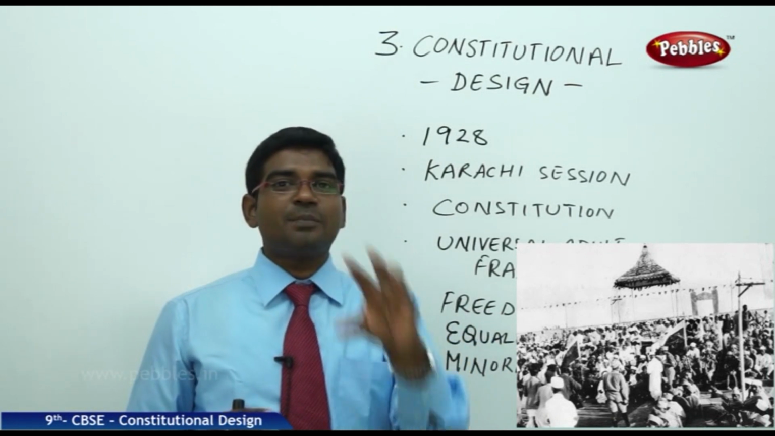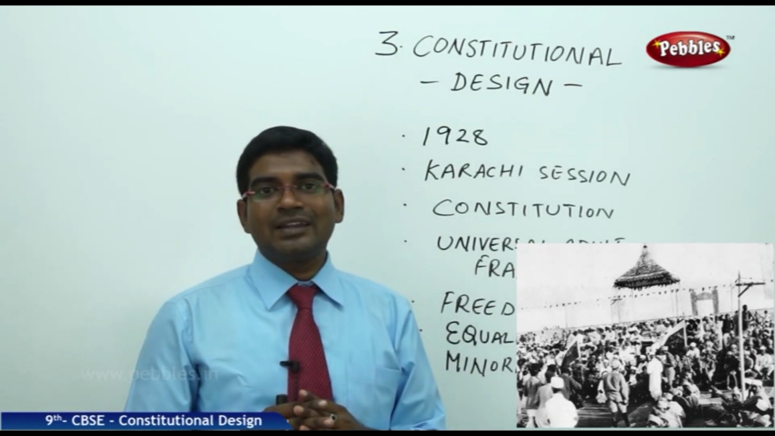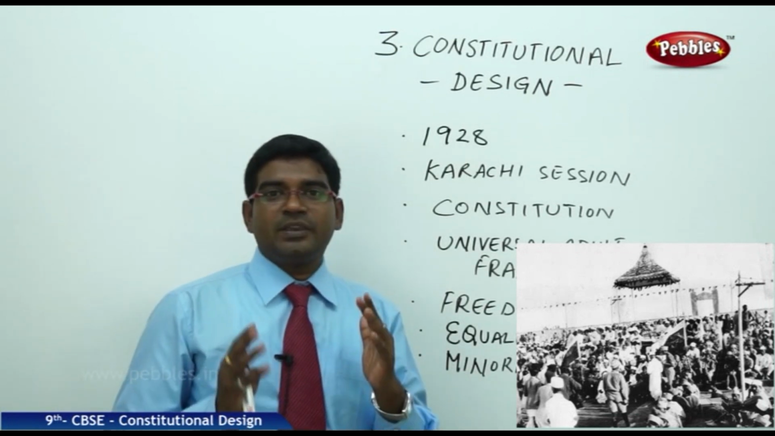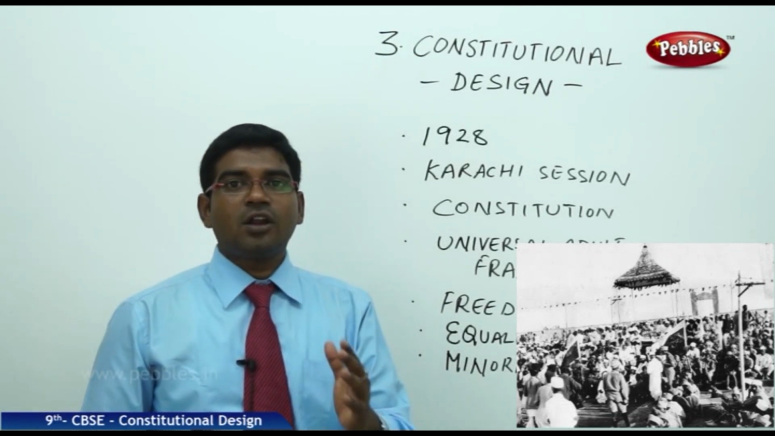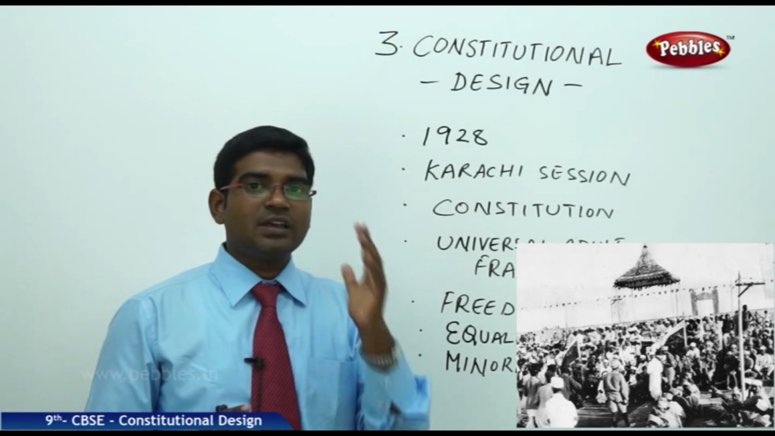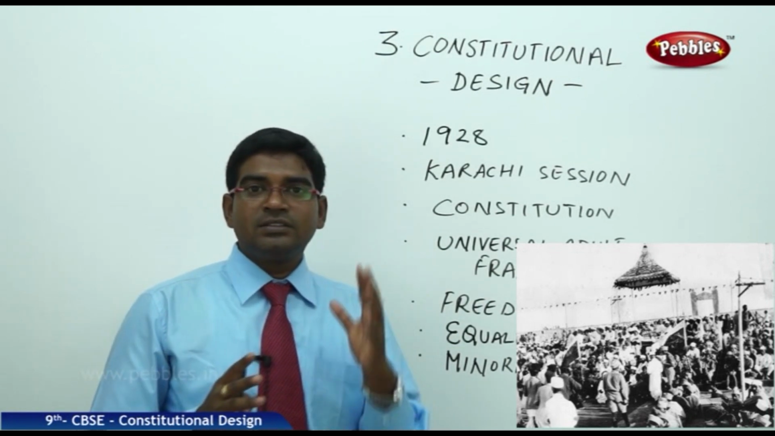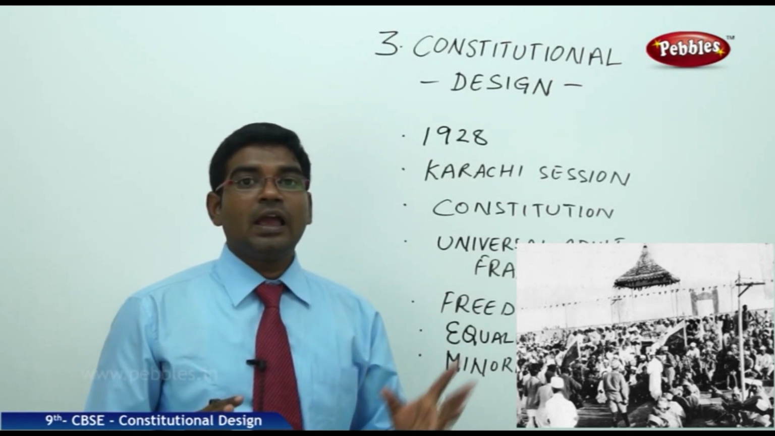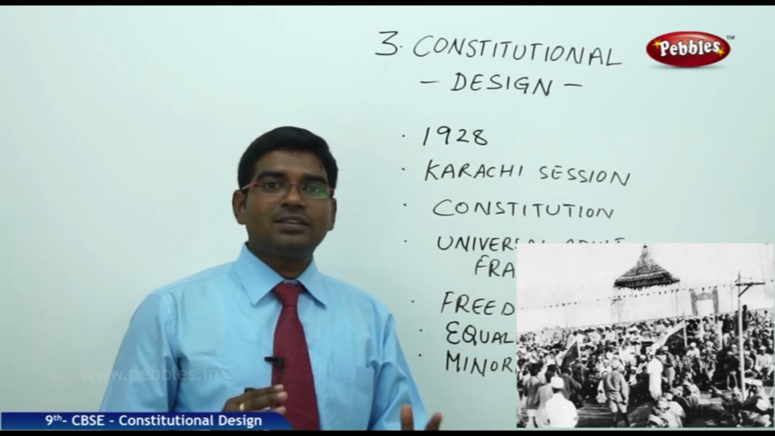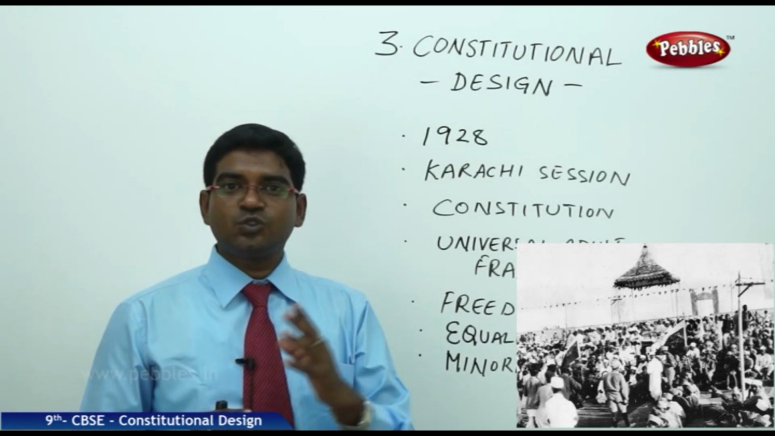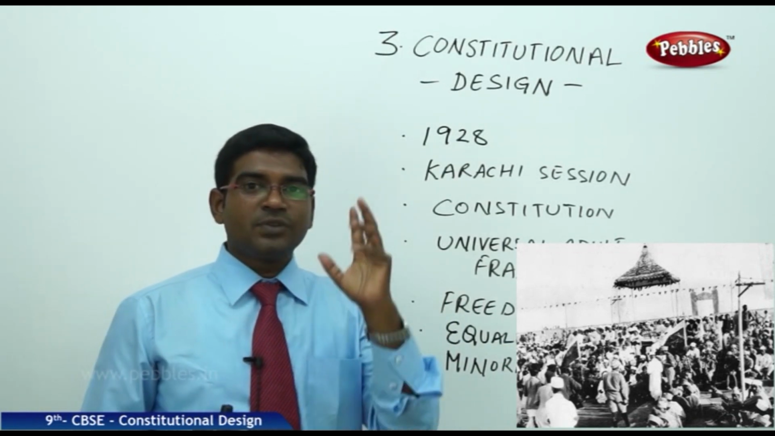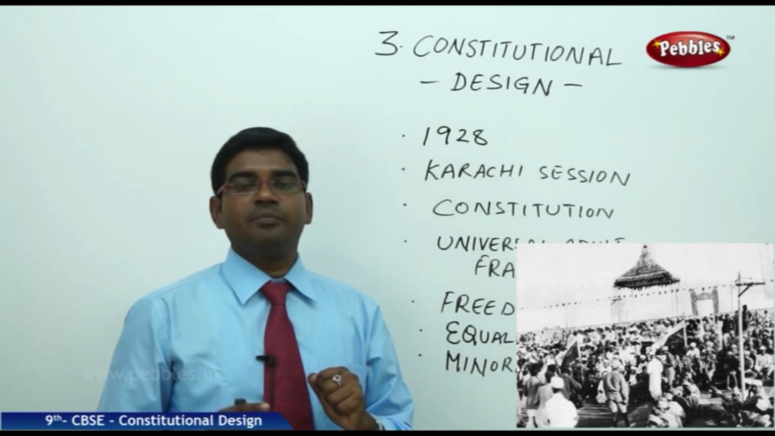So the true representation happens only when you give universal adult franchise to them, and every individual has to be given freedom of thought, religion, expression and faith. And this freedom of thought, religion, expression and faith should be implemented truly, and no government, either the state or the union governments which will come in future of an independent nation, should force them to surrender their freedom.